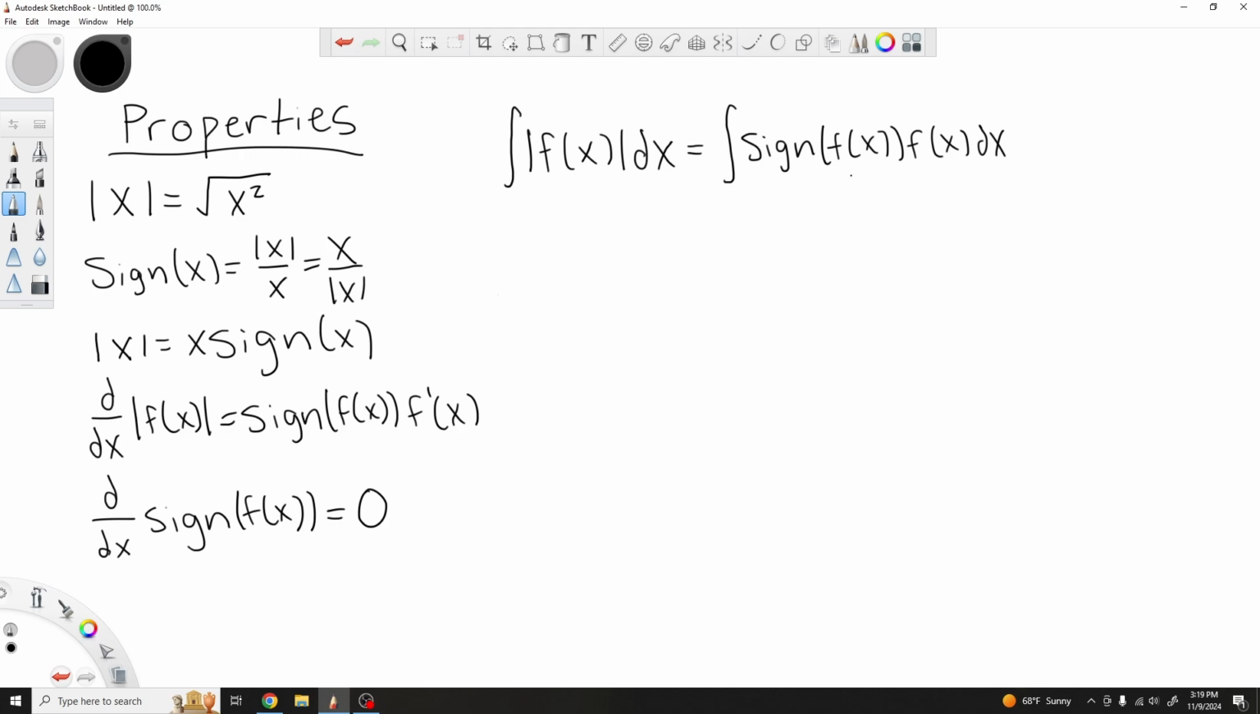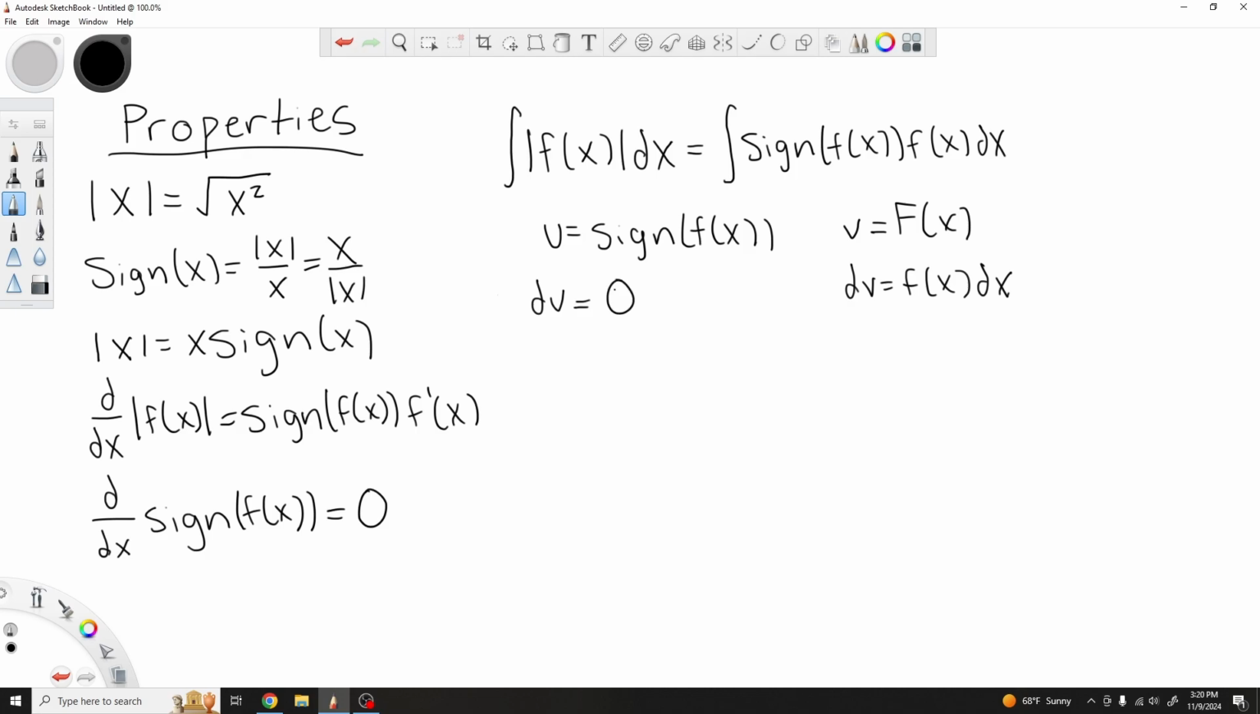And now I'm going to use integration by parts here. So we're going to let u equal sine f of x, and we're going to let dv equal f of x dx. Now I'm just going to write the antiderivative of f of x as capital F of x, and then our du, the derivative of sine of f of x, is just going to be 0.